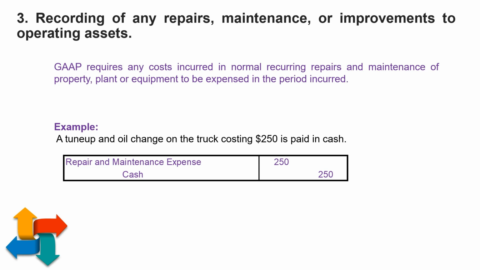For example, if we're going to do a tune-up and an oil change on our truck during the first year of its operation, and it costs us $250, we're going to credit cash for $250. But the question is, do we capitalize that expenditure of $250 or do we expense it? If the cost represents normal recurring repair or maintenance, and what I mean is costs incurred to simply operate it as we originally intended to operate it over its original 6-year estimated useful life, in that case, we're just going to expense it and debit repair and maintenance expense.